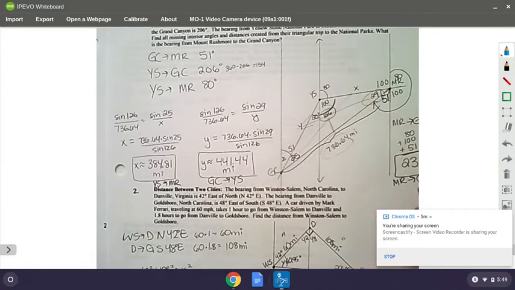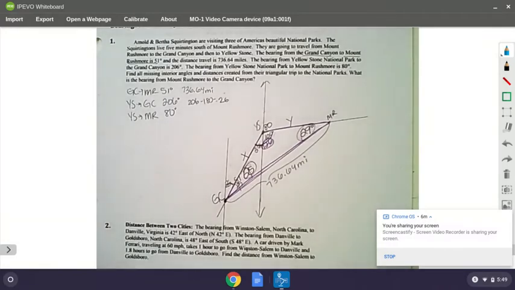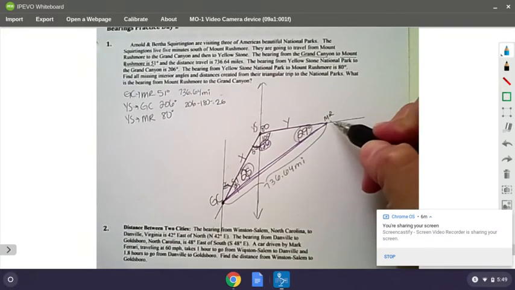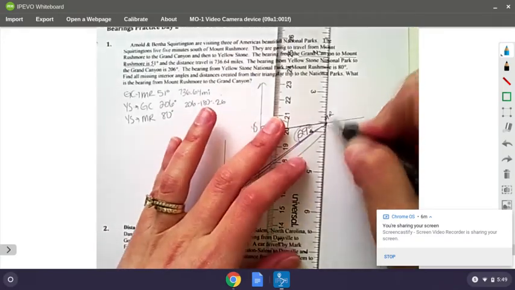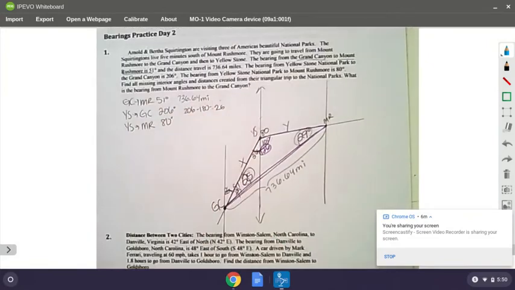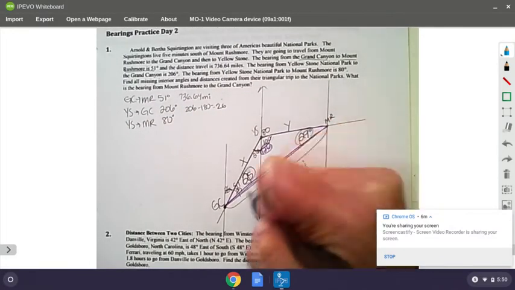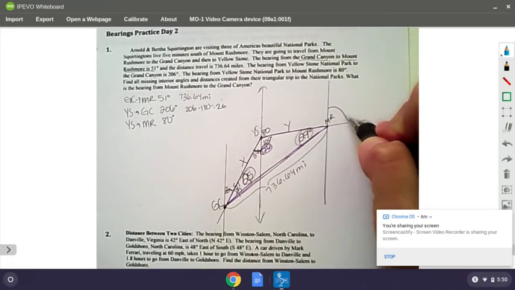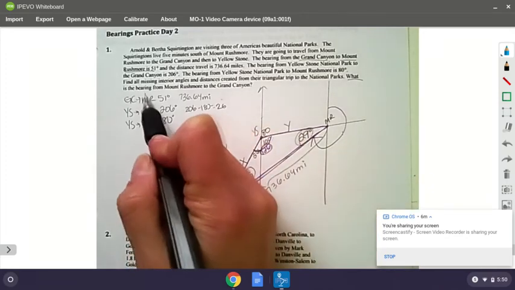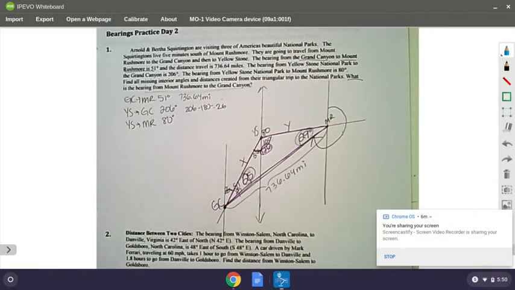The last thing it asked to do is find the bearing from Mount Rushmore to Grand Canyon. So that I'm going to show out on this one. In order to find that bearing, we need a bearing line, so you need a vertical line through Mount Rushmore. Take a look at the line that connects Mount Rushmore to Grand Canyon. It's this line here. So really what we're looking for is the angle from here all the way around to here. That's what the final question is. What is the bearing from Mount Rushmore to Grand Canyon?